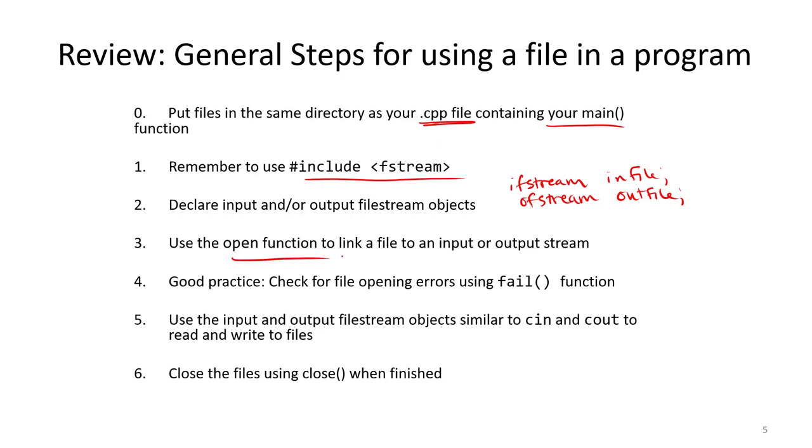Remember, you need to use the open function in order to link a data file to a given input or output stream. Remember, every input or output needs its own separate stream. So if you're reading from one file and writing to another file, you will need an input stream to read from a file, and you will need a separate output stream to write to the other data file.